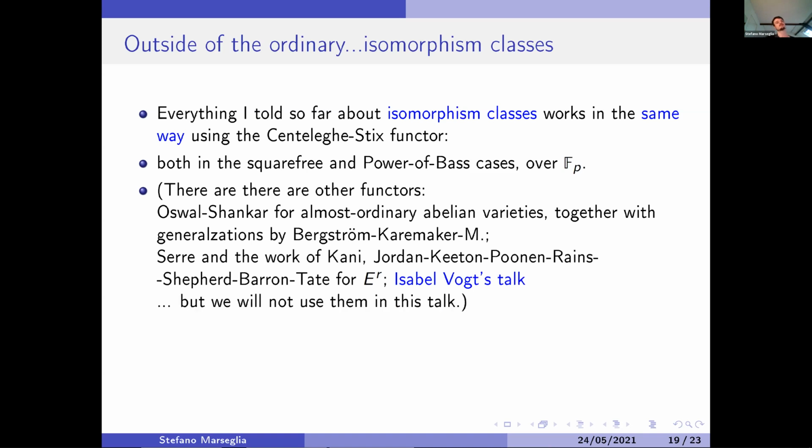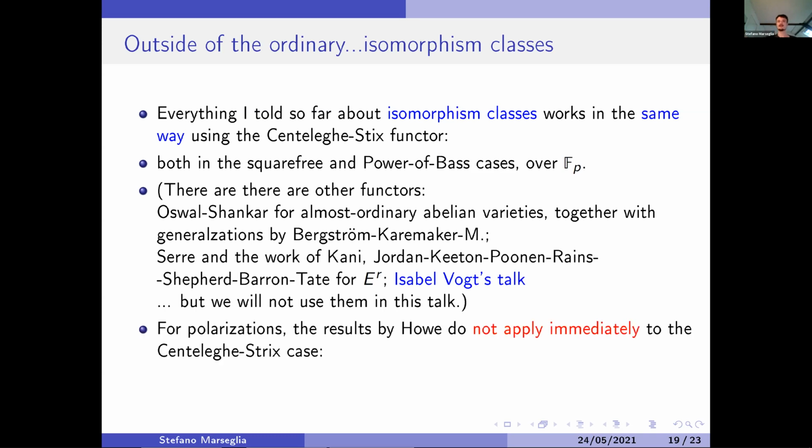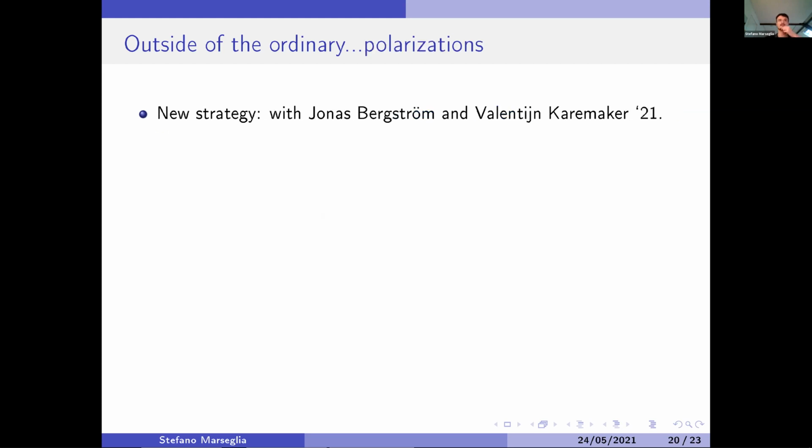As I said, I'm not going to use these theorems. So I'm going to focus on the Centeleghe-Stix functor. So as I said, we understand isomorphism classes, but what about the polarization? Well, the results of Howe do not immediately apply, because as I already said a few times, we cannot lift canonically each abelian variety in this isogeny class. So we need a new strategy. And that's what we did with Jonas Bergström and Valentijn Karemaker in our preprint that came out this year.